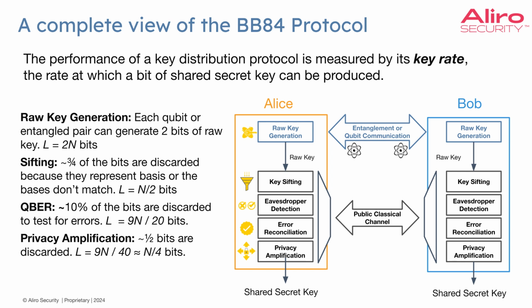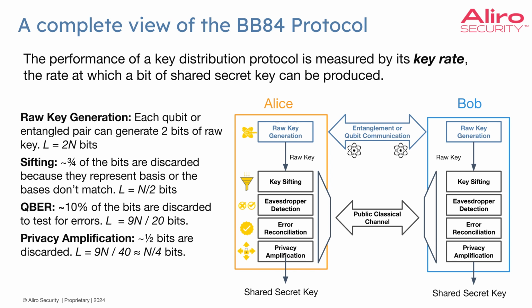So suddenly your key has length n/2. So half of the qubits you sent have turned into a key. Then when you check your quantum bit error rate, you lose about 10% of those bits due to the testing. So you end up with 9n/20 bits. Then finally, the privacy amplification will cut out another half of that key string. So you'll end up with roughly about 1/4 of n.